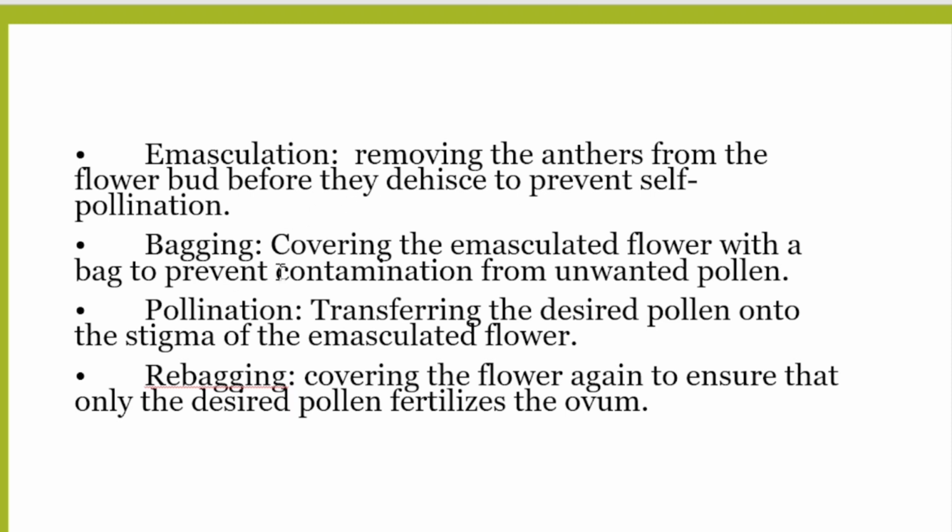Then bagging, covering the emasculated flower with a bag to prevent contamination from unwanted pollen grain till we do artificial hybridization. Then pollination. When the stigma becomes receptive, the pollen grains are transferred onto the stigma of the emasculated flower from the suitable male flower. Then rebagging, covering of the flower again to ensure that only the desired pollen fertilizes the ovum. So these 4 are the steps of artificial hybridization.